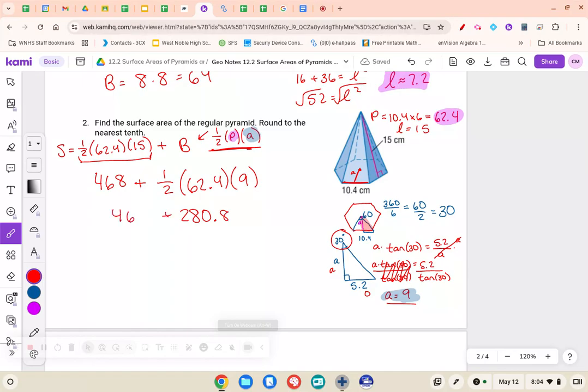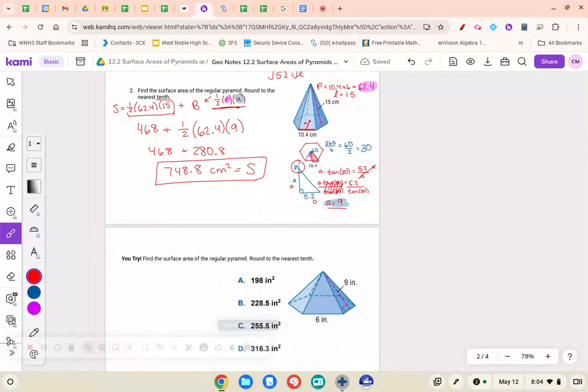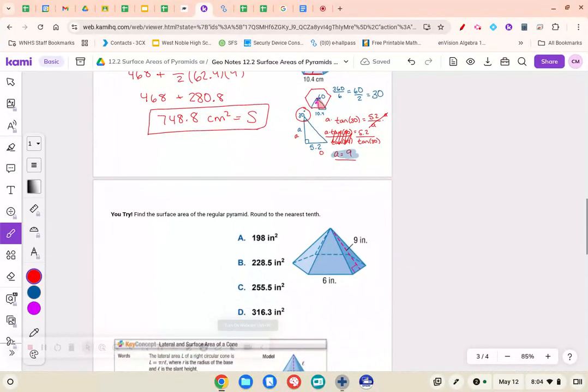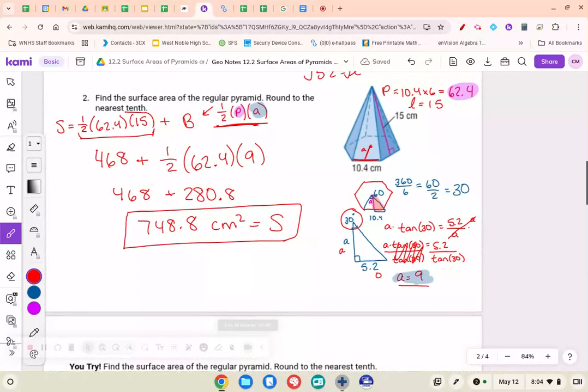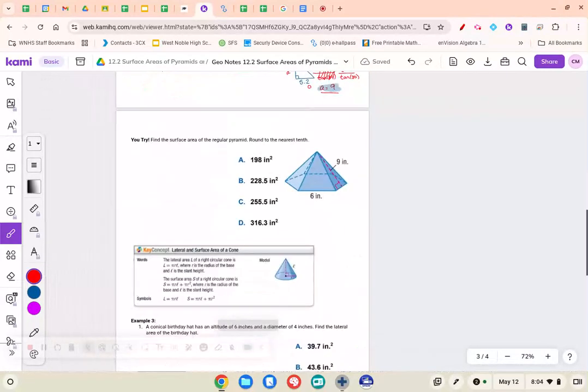I add 468 to it. I get 748.8 square centimeters for my surface area. And it did ask me to round to the 10th, which is 1 decimal place, so I did. Alright, you guys go ahead and try the U-try. It's like what we just did, and I'll pop the answer up there in a second.